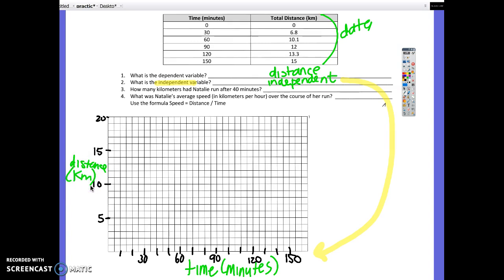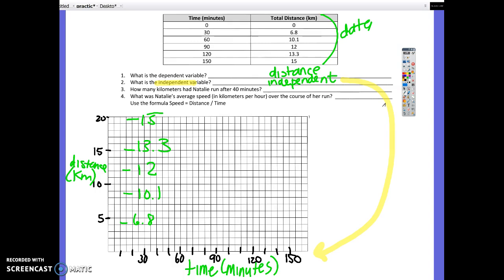The other thing is, you'll notice that I made a scale. I had a student in one of my classes that took the total distance data, and they basically just did this. They said, okay, so my total distance, and they put like 6.8, 10.1, 12, 13.3, and 15, and they basically equally spaced the data. You can't do that. You need to create a scale, and then wherever the data falls in that scale. Does that make sense? In other words, don't take your data points and make that your scale.